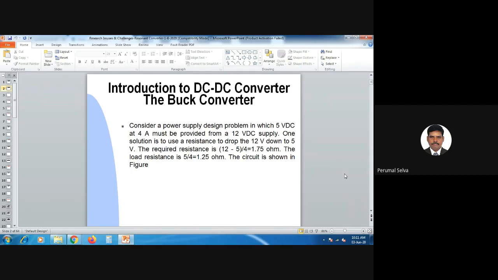The calculation is the required resistance is 12 minus 5 divided by 4 is equal to 1.75 ohm is the source resistance. And the load resistance, how to calculate? So 5 volt is the required output voltage divided by 4 ampere current. So we got 1.25 ohm. So the input is 12 volt DC and our required output is 5 volt. How to get the 5 volt?